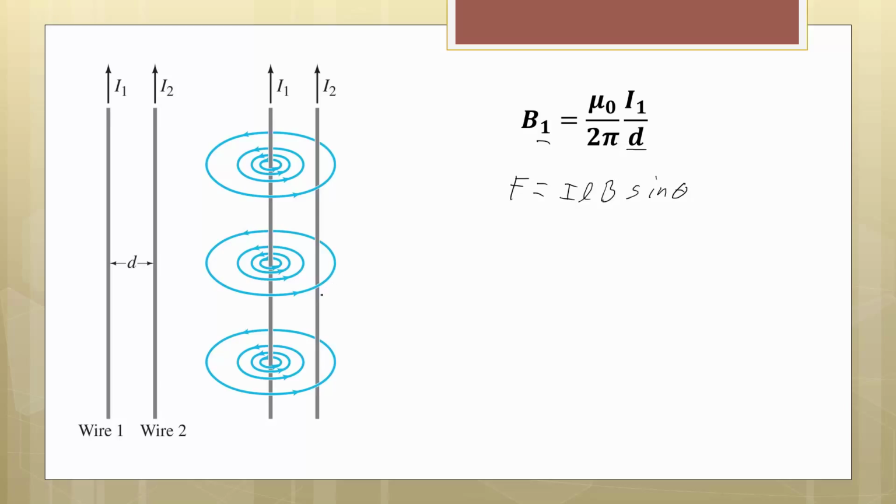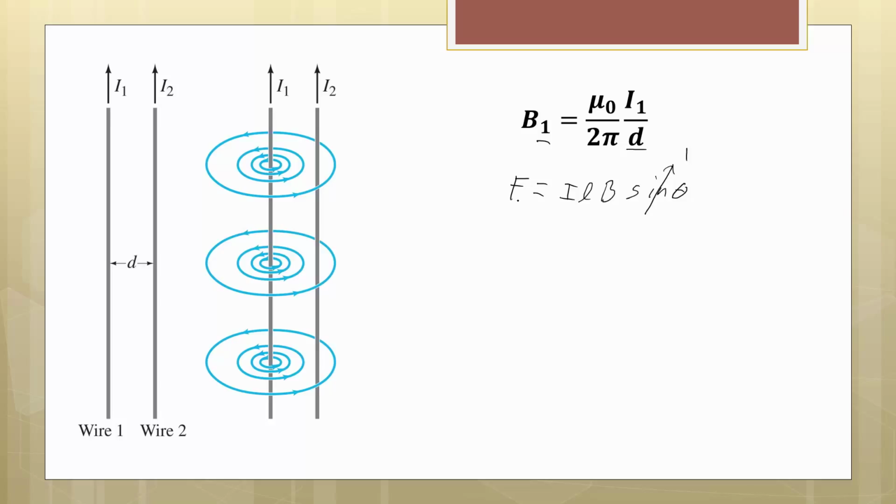And I should mention that this analysis is for perfectly parallel wires. So if you ever have perfectly parallel wires, regardless of how close they are, the current is always going to be perpendicular to the magnetic field because the magnetic field is going into the page at this location. The current is going straight up. So that means sine theta is going to be sine of 90, which is just going to be 1. So I just get ILB.